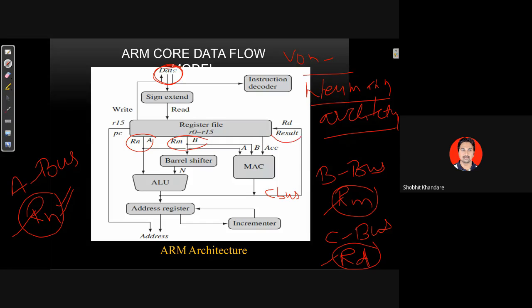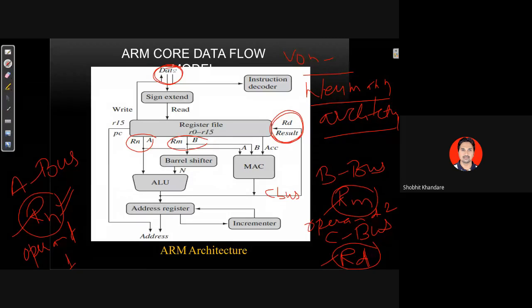Can you see here? So this bus is also called the C bus, or you can say it is a result. It is the result which will be generated, and that result is given the nomenclature Rd, that is the destination register. So in other words, you can say this Rn is operand one, and Rm is also said as operand two.